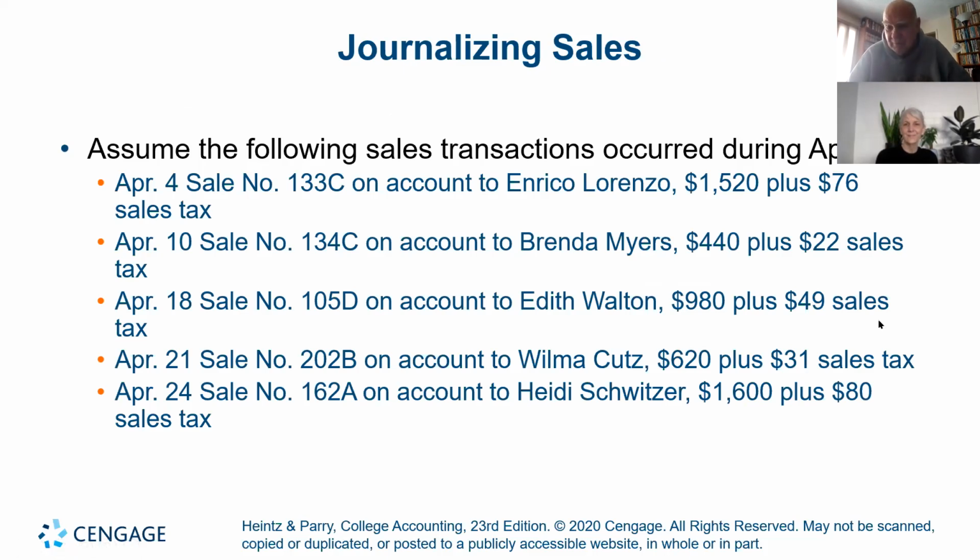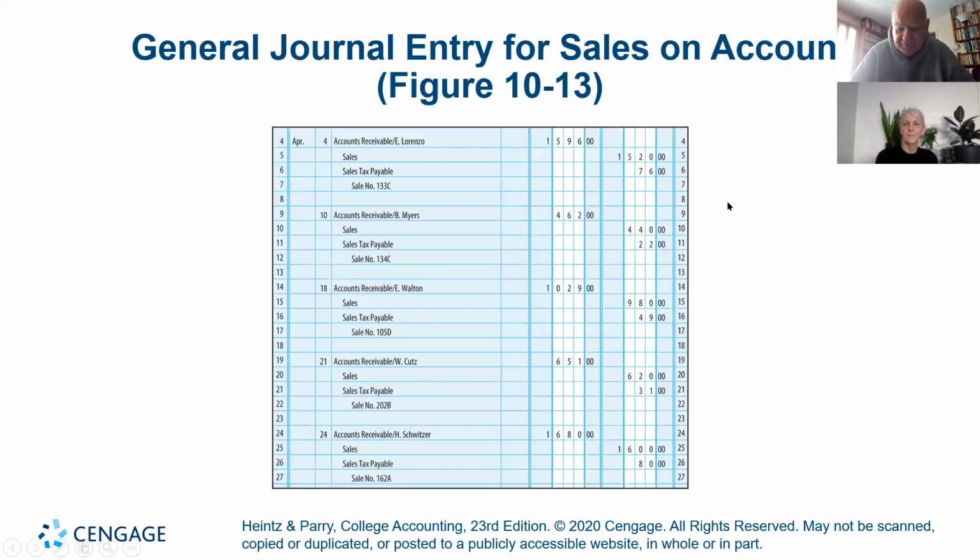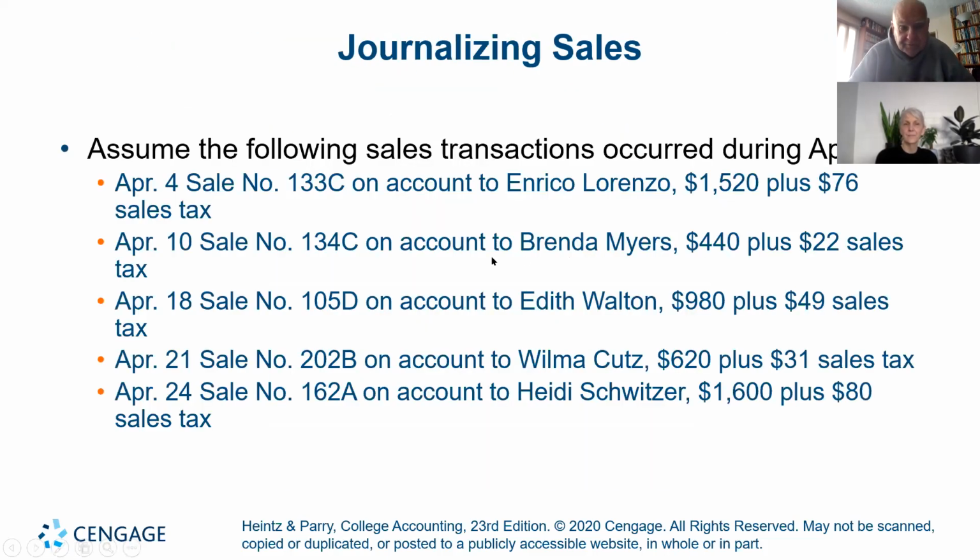Okay. So what do we have here? We have transactions. Sold to Enrico Lorenzo. Oh boy. Sounds like one of my buddies from Central Jersey. Okay, we sold something for $1,520. That's going to be the sale amount plus the sales tax. Sold to Brenda Myers plus sales tax, account. So all of these transactions are the same exact situation.